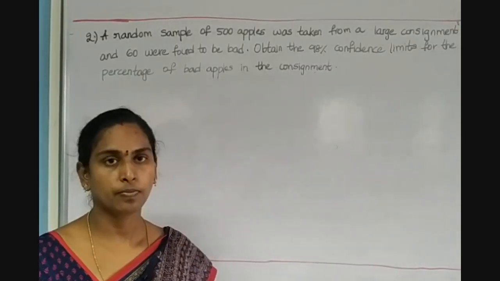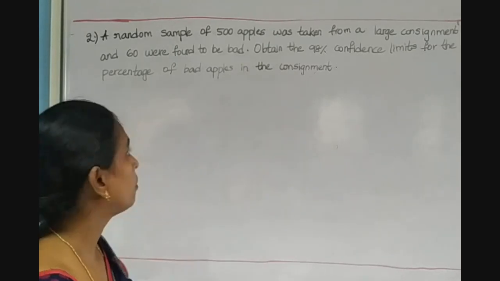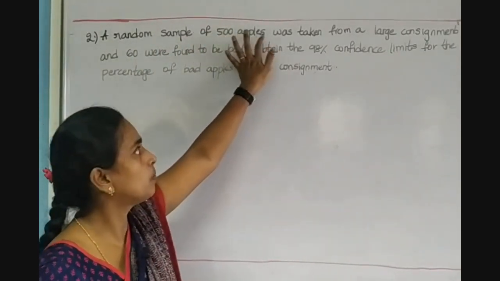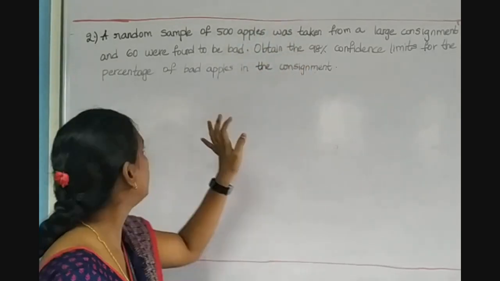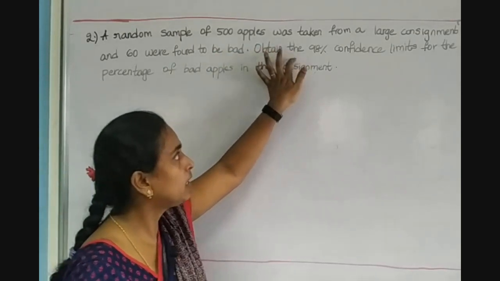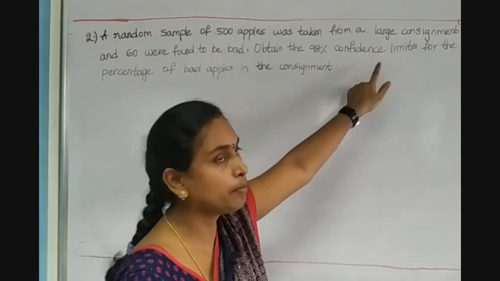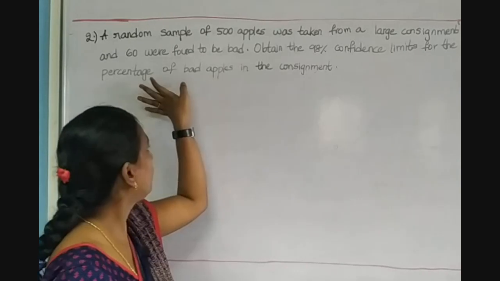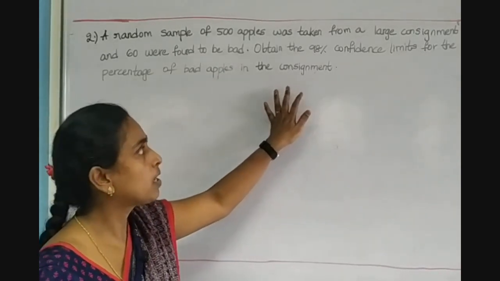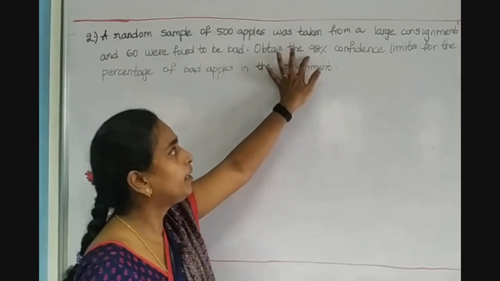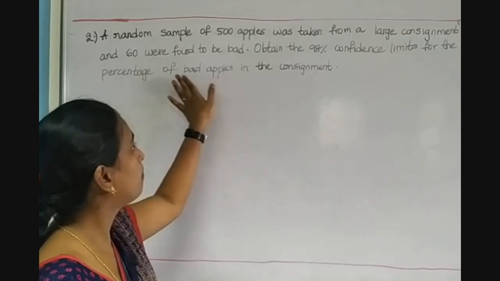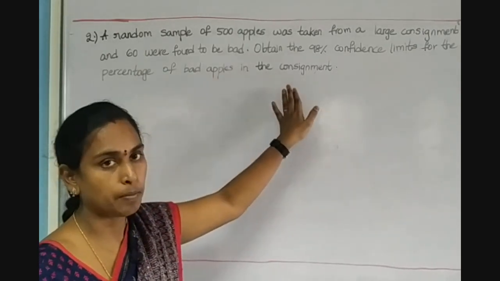So let us see one more problem on this. A random sample of 500 apples was taken from a large consignment and 60 were found to be bad. Obtain the 98% confidence limits for the percentage of bad apples in the consignment. That is, they asked to find the 98% confidence limits for the proportion of bad apples in this consignment.